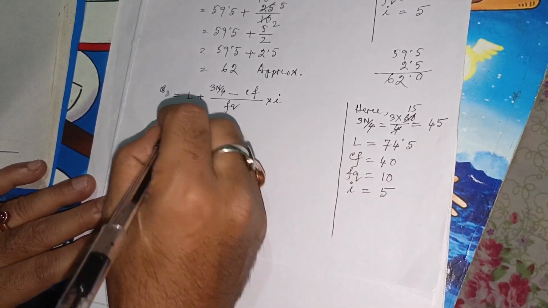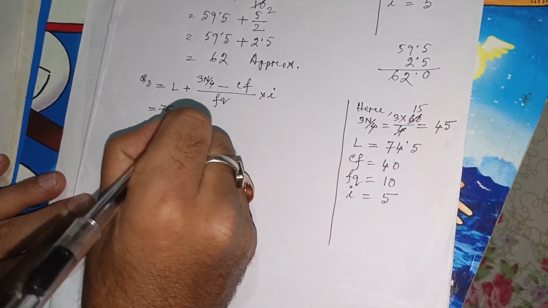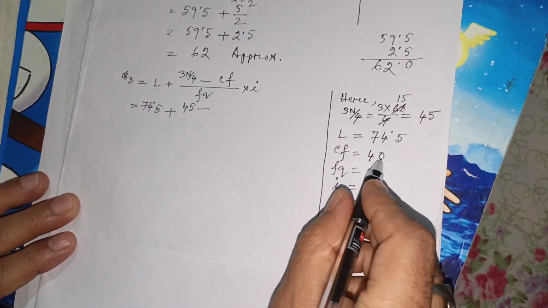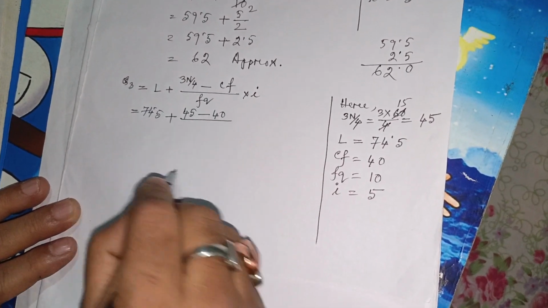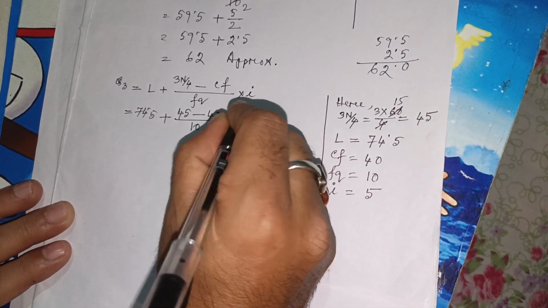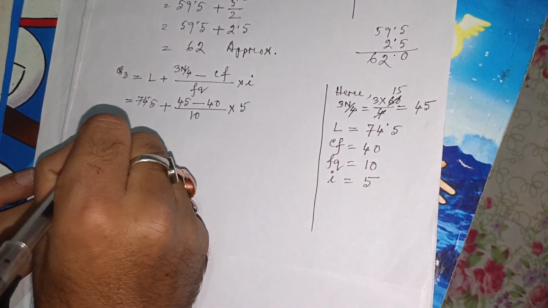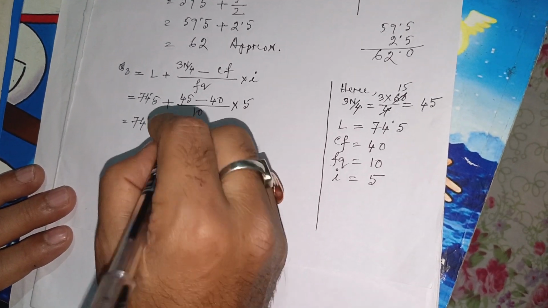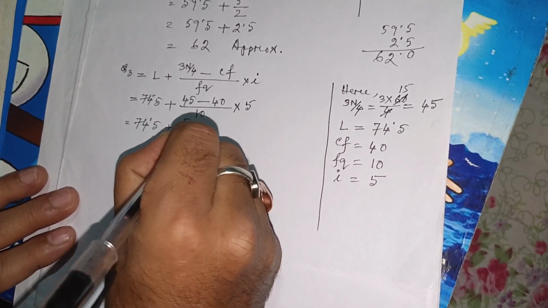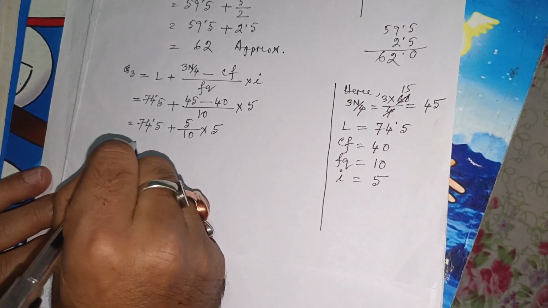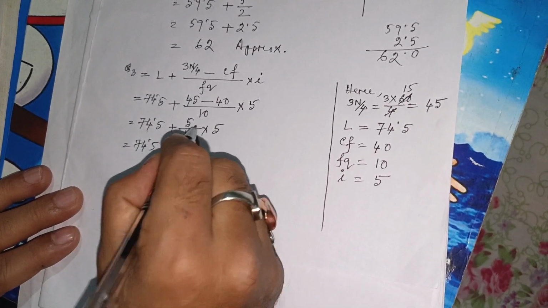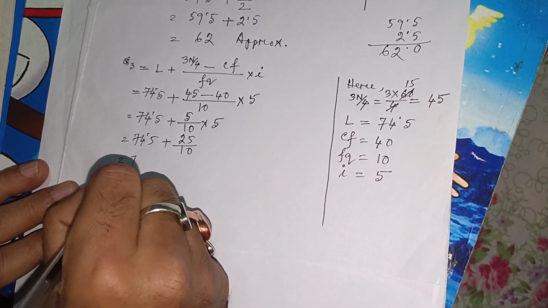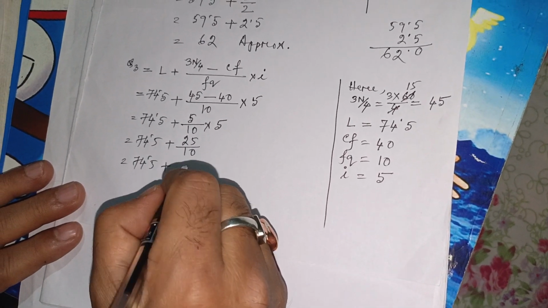So L is 74.5, plus 3n by 4, which is 45, minus CF, that is 40, divided by FQ, that is 10, into I, that is 5. So 74.5 plus, if you deduct 40 from 45, you will get 5, 5 by 10 into 5. So 74.5 plus, multiplying 5 with 5, you will get 25 by 10.